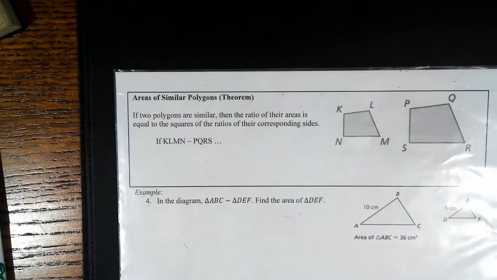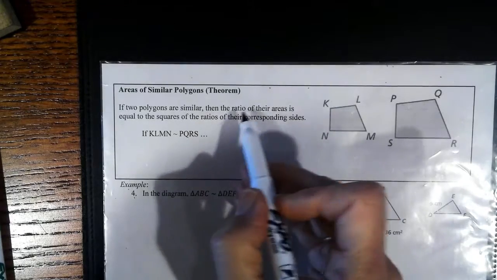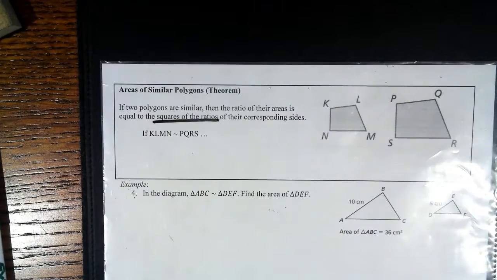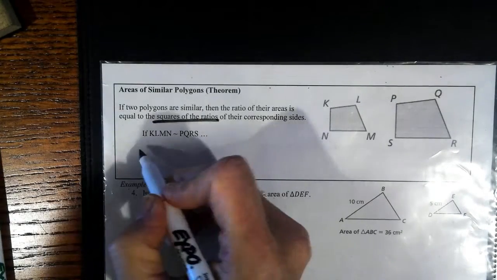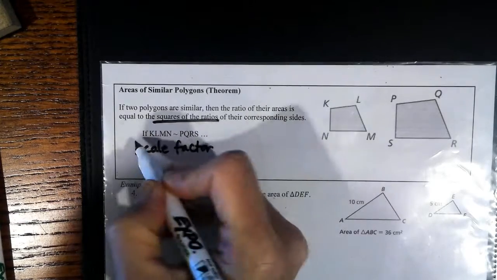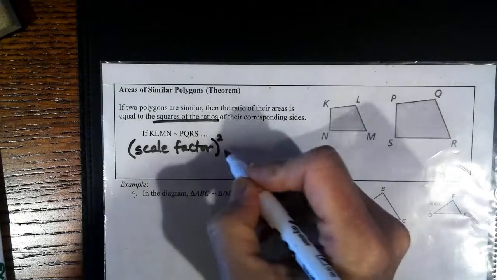So on the back, it's almost exactly the same, right? If two polygons are similar, then the ratio of their areas is equal to the square of the ratio of their sides. It's very similar. I'm going to go ahead and write it down like this. So instead of just scale factor, it's going to be scale factor squared.